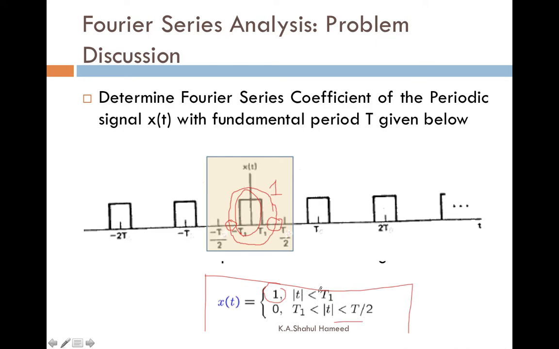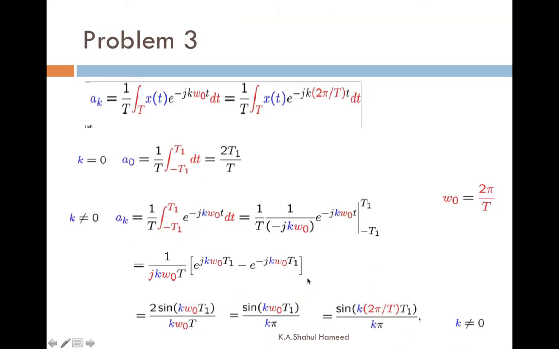I have given this magnitude of t because the signal is defined over the positive side and the negative side. So magnitude of t represents both positive and negative. Because of that I have given this magnitude of t. So this is the mathematical expression for the given waveform. Now we are going to find the Fourier series coefficients for this particular waveform.